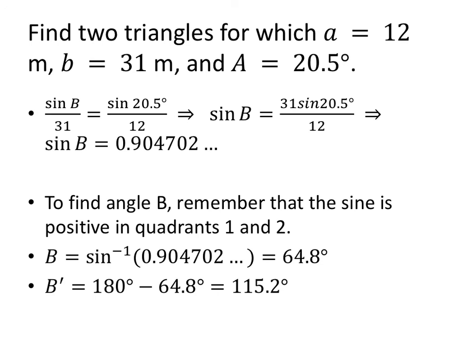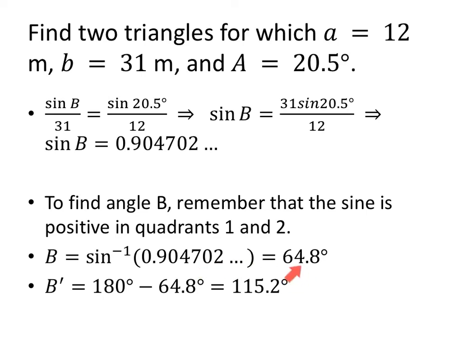So first, I'm given angle A, side A. There's my ratio, sine of 20.5 and 12. I can find angle B. The sine of B over 31 is the sine of 20.5 over 12. Multiply both sides by 31. Sine of B is 31 sine of 20.5 degrees divided by 12, and I could find that decimal if I'd like to. To find angle B, remember that sine is positive in quadrants 1 and 2, right? Sine of B is a positive value. So in quadrant 1, the inverse sine of 0.904702 is 64.8 degrees.